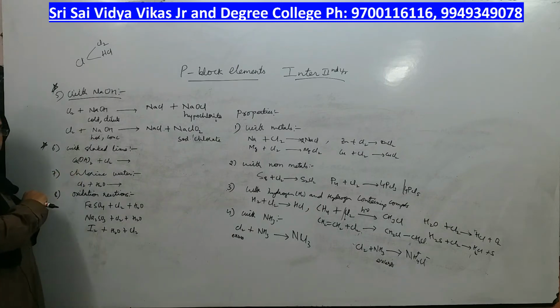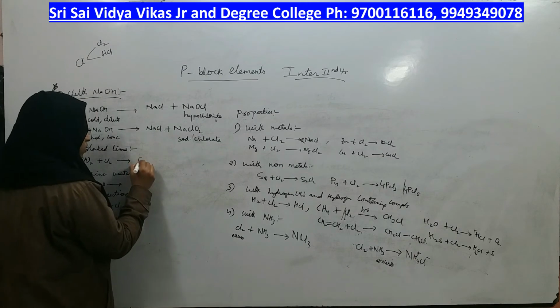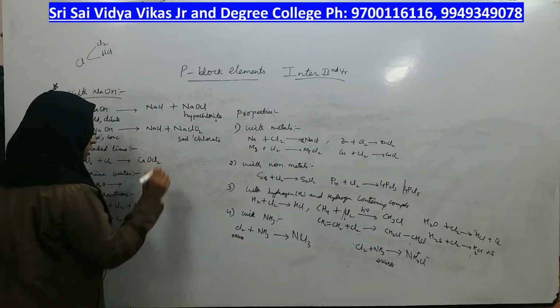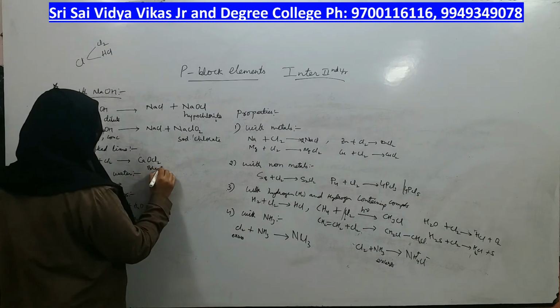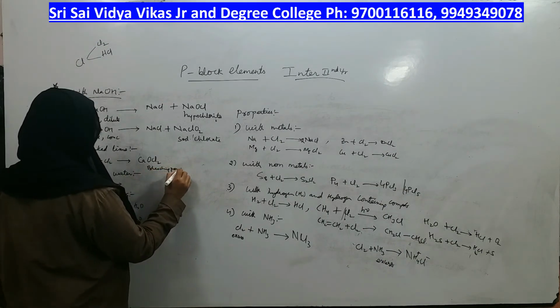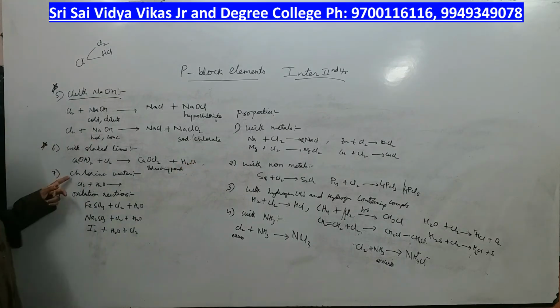Calcium hydroxide is the formula of lime. If you add chlorine, you will get what? Bleaching powder, CaOCl2. What do you get? Bleaching powder and water. Now the next reaction is with water.